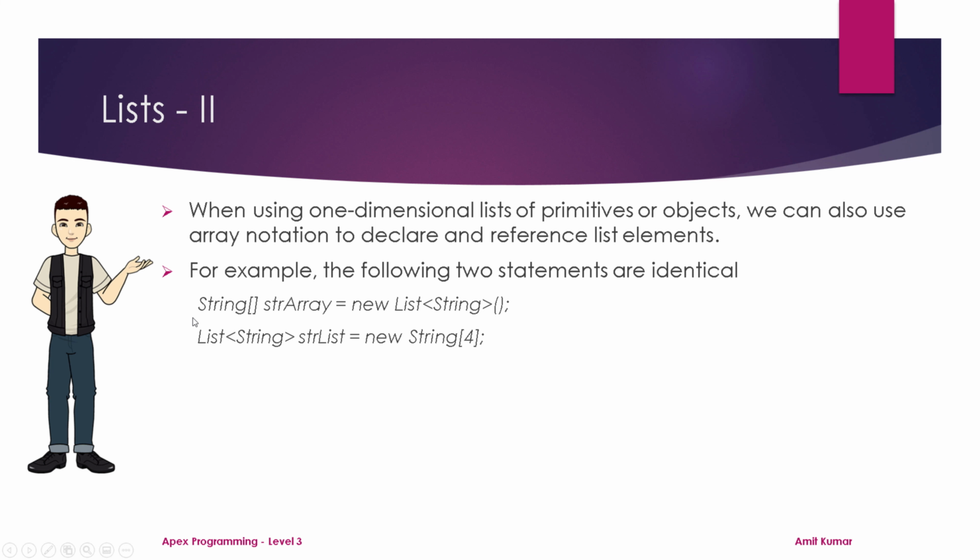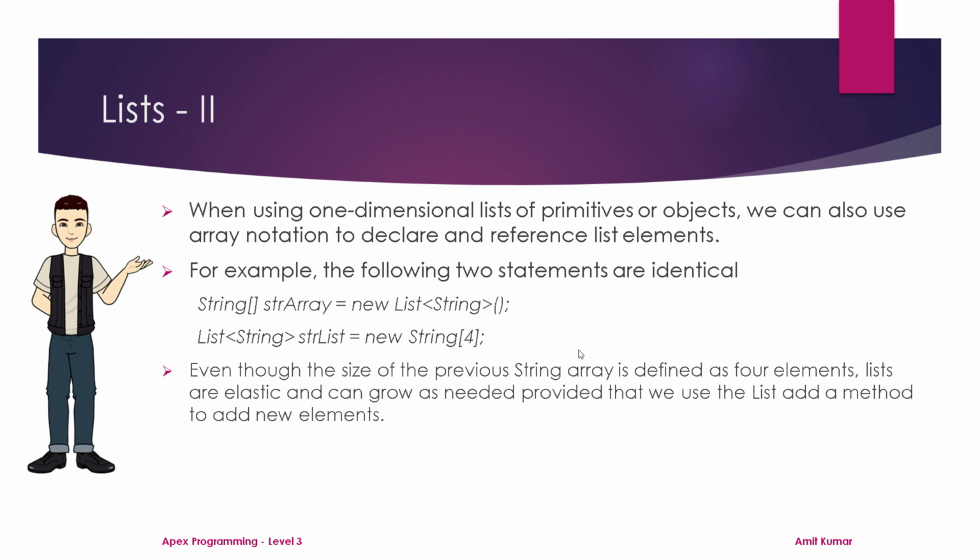Make sure that the type of the array or the type of the list should match in the declaration and the instantiation side. And one more thing, when we are instantiating it as an array, we must specify the size of the array. Even though the size of the previous string array is defined as 4 elements, lists are elastic and can grow as needed, provided that we use the list add method to add new elements. So definitely in the second line we have instantiated it as an array of size 4, but we can add as many elements in this list as we want because a list has an elastic nature.